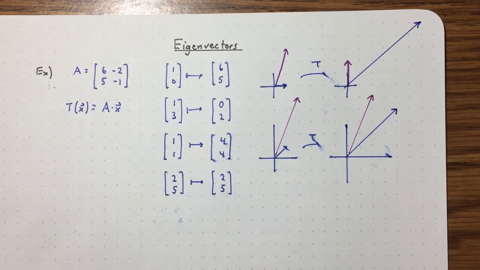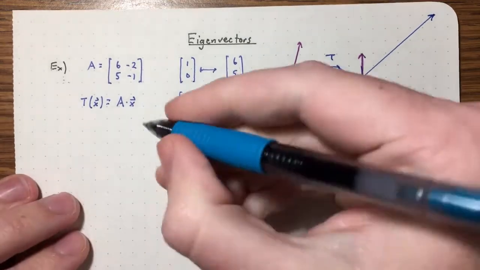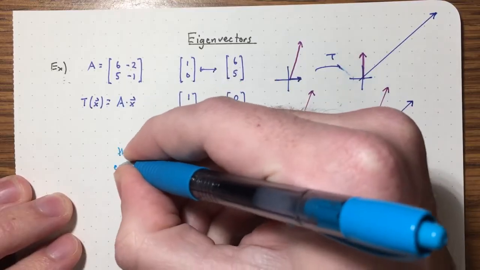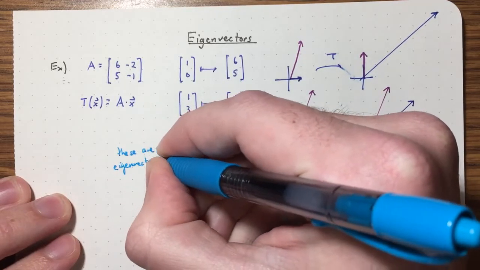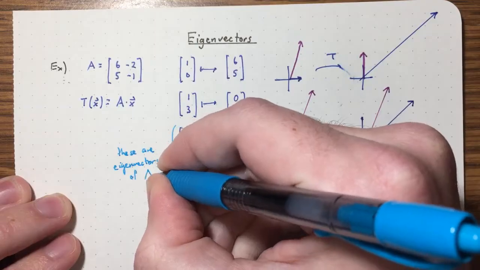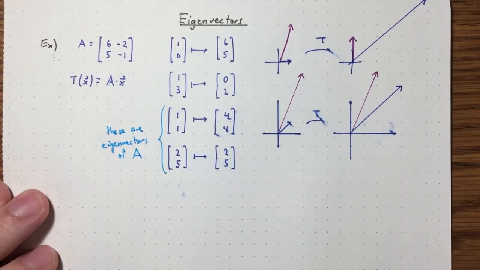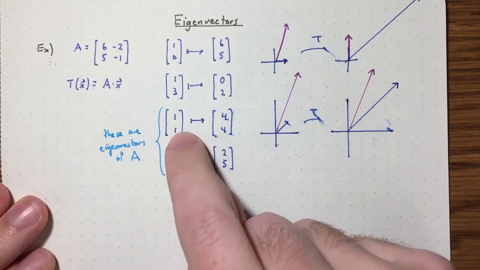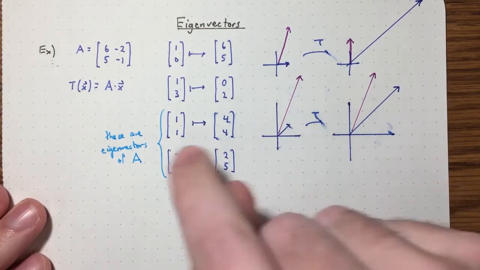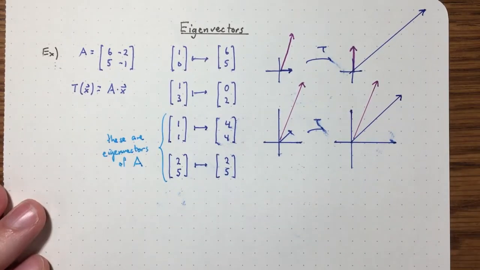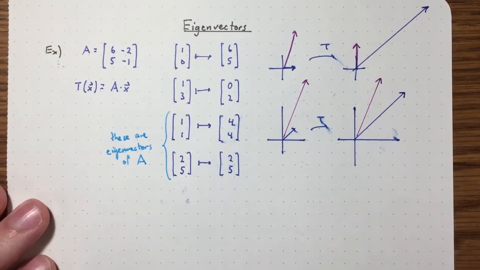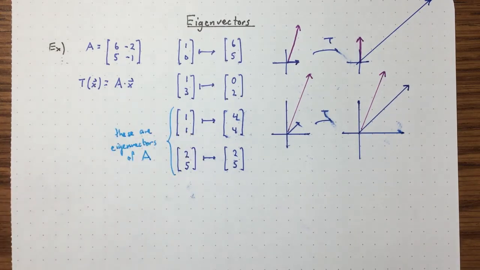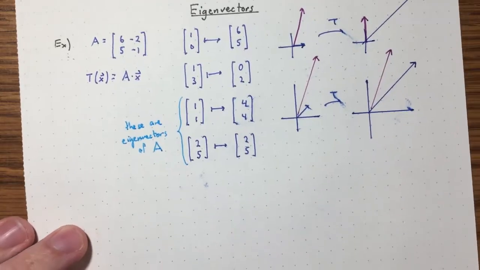However, these two vectors, these are called eigenvectors. So these are eigenvectors of the matrix A, we would say. And you can see the linear transformation sends them to another vector that's in the same span. So 1, 1 got sent to just a multiple of 1, 1. And 2, 5 got sent to, in fact, itself. So whenever we have these kinds of behaviors, we call these eigenvectors.